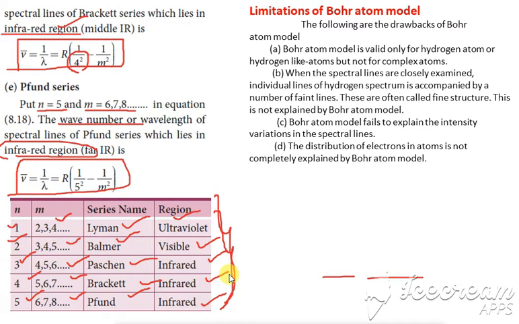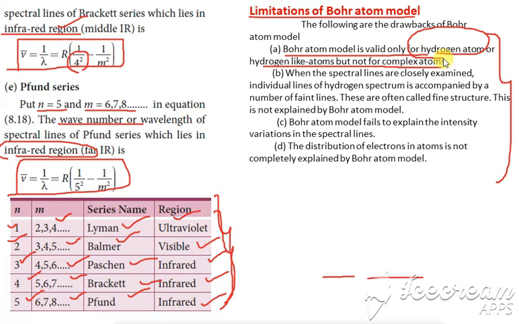Yes, clear? So last we have the limitations of Bohr's atom model. We have very few limitations. The first one is that the Bohr atom model is valid only for the hydrogen atom, and it is not valid for complex atoms. This can hold only for the hydrogen atom.